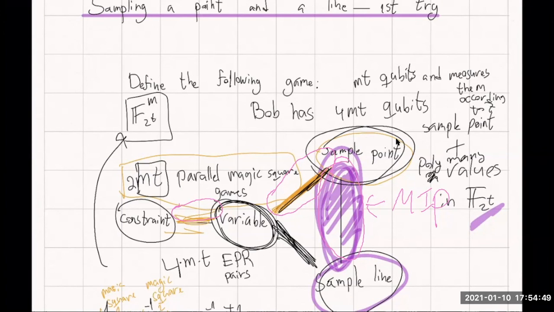So I will give time to questions, but I will say a small thing before we finish. Next time we will replace this game, the 2MT parallel magic square games, by a much better game. And this game will again be compared against some sample point and sample line. And for them to win, now it will also be robust. They will need to sample a point and sample a line and play the MIP game that Guy gave us in a good way. And then we will solve at least the question reduction part, because all questions here will be polynomially long.